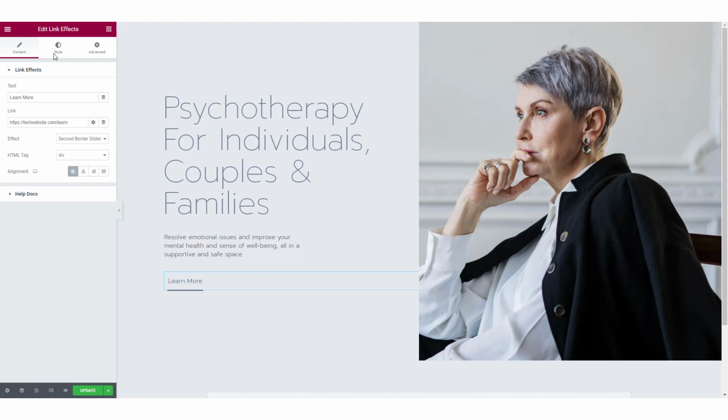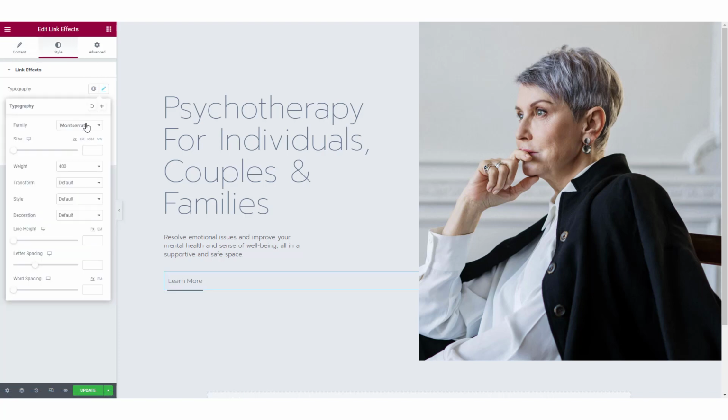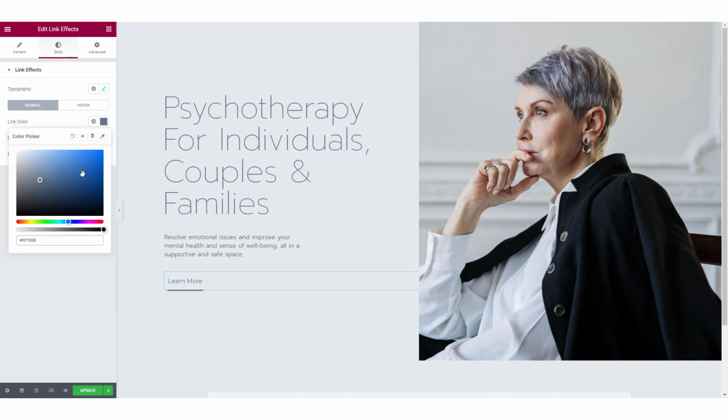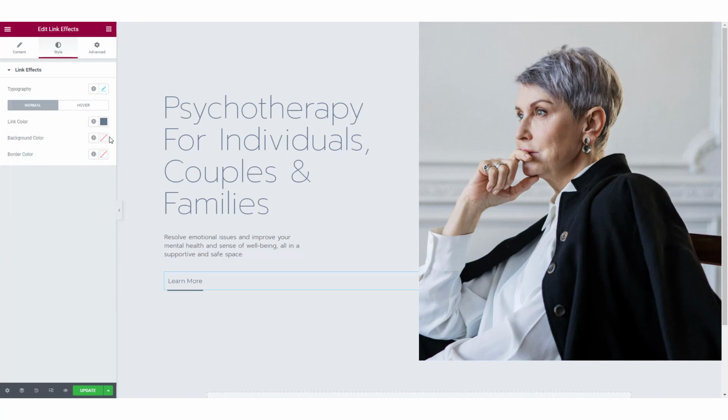Now coming to styling, you can customize the typography, color, background color and the border color for your link effect easily from the settings. Here I am making a few quick adjustments to the options so it blends in well with the rest of the design.